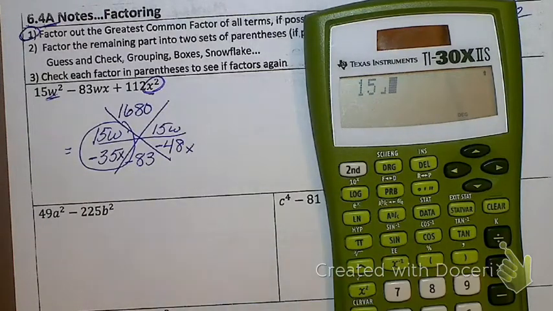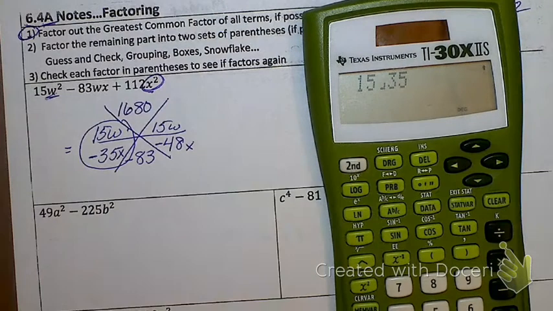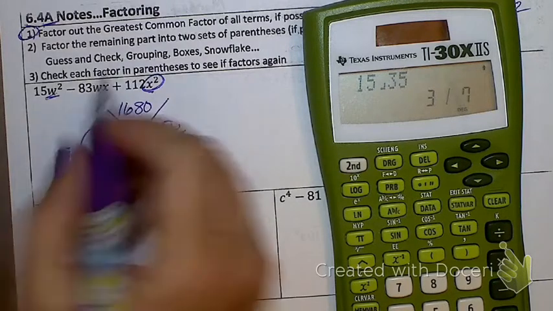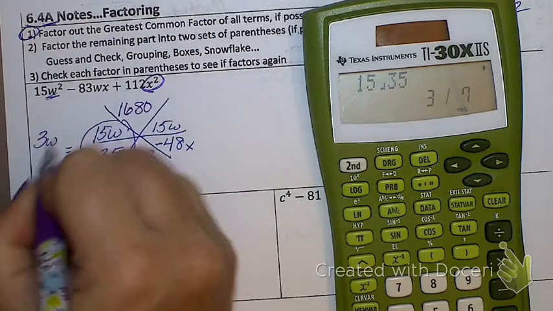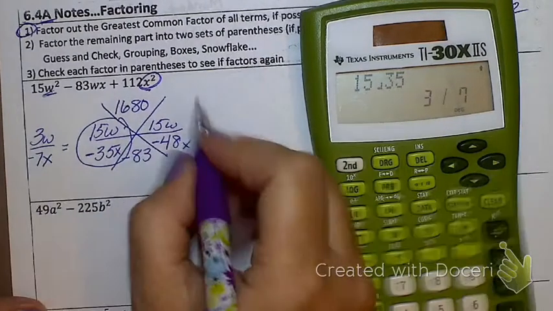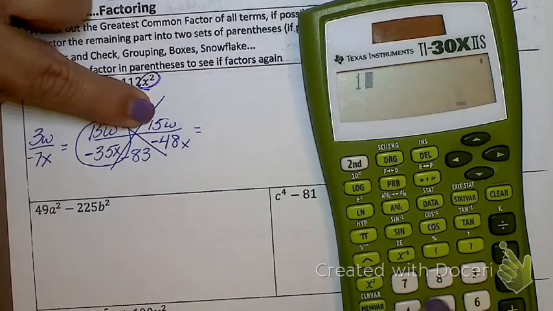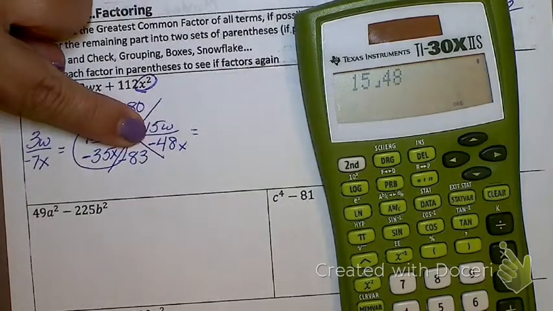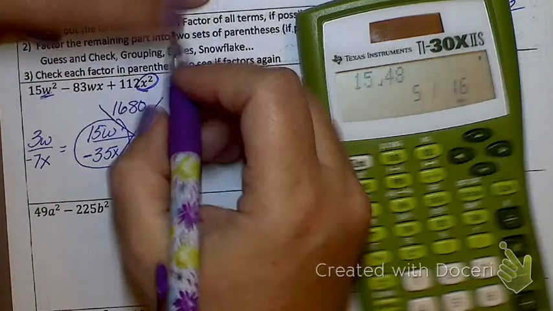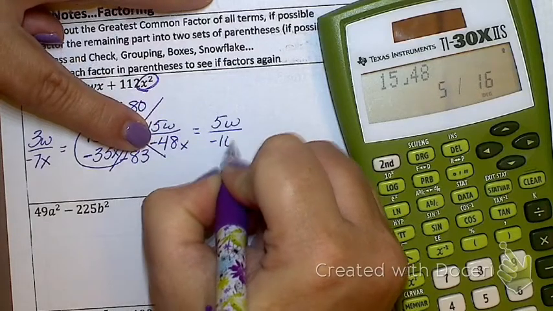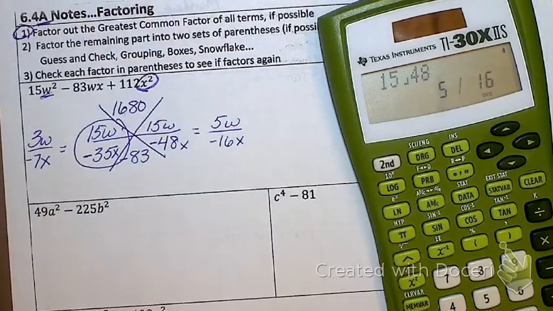15 fraction button 35 reduces to 3/7. Notice how I'm using my calculator to help me. It's amazing, isn't it? So that gives me 3w over negative 7x. I'm going to do the same thing over here. 15 fraction button 48. Don't worry about the negatives or the letters right now. That reduces to 5/16. So I would put 5w and negative 16x. Now I know they're reduced as far as they can go.